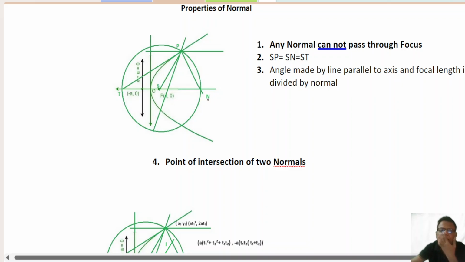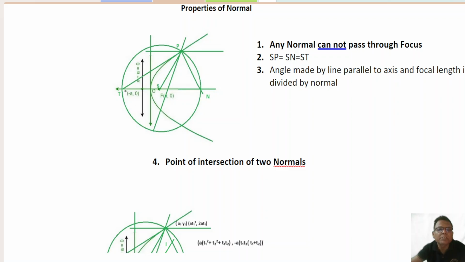So first is, any normal cannot pass through the focus except this axis, because the axis is also normal at this point. So except this axis, it will not pass. And this is the normal at this point.